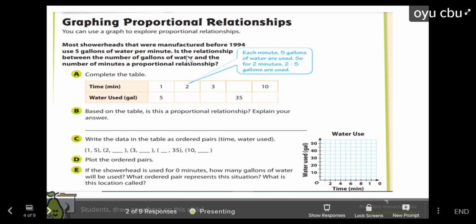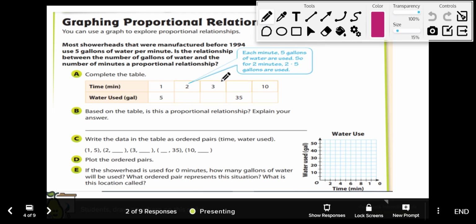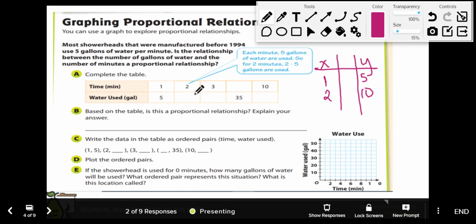Last week, you should have your slide open. You can look at my slide too. Last week, we found that if we do a table, we could say 1 to 5. We did our table going this direction. And it's not writing. I'm running out of ink. This is my X, this is my Y. So when 1 minute passes by, we have used up 5 gallons of water. So 2 minutes would be what? 10 gallons of water. So I want you to fill out this table right here on your own slide.